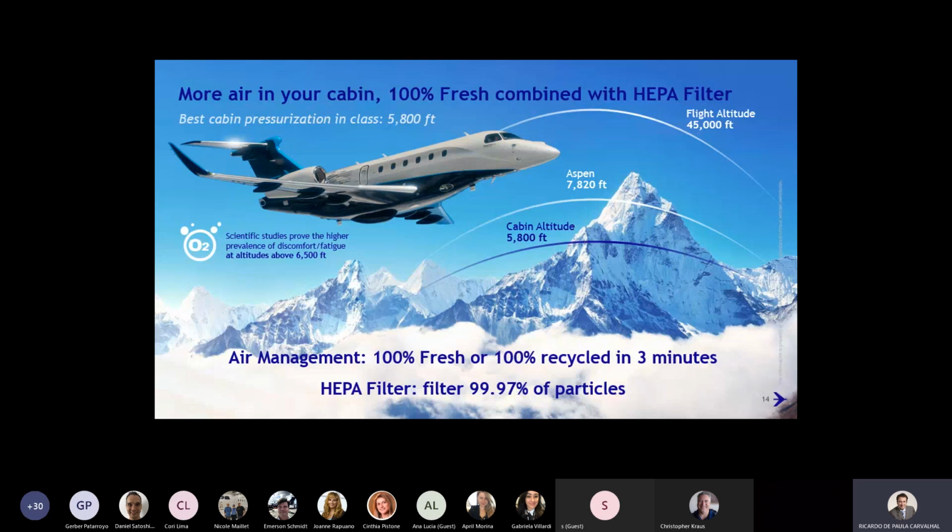Together with that, air quality is a great topic today. Not sure if you have heard about HEPA filters. HEPA is an acronym for High Efficiency Particulate Air filter. But what matters more than the acronym is that this filter is able to collect and trap 99.97% of the particles that are in the air. So it's very good at taking viruses and bacteria out of the air. The Praetor 600 is the only airplane in its class that offers this feature as a baseline feature.